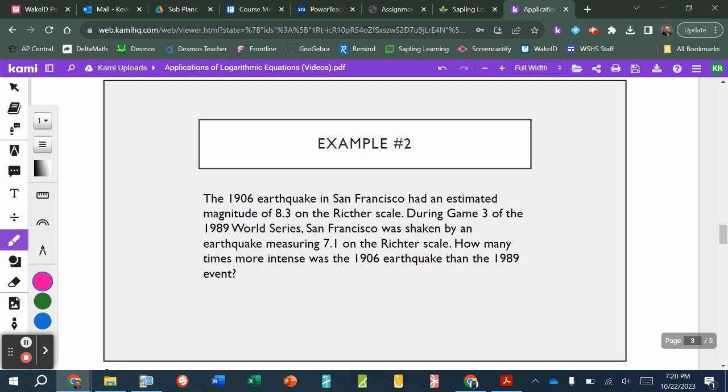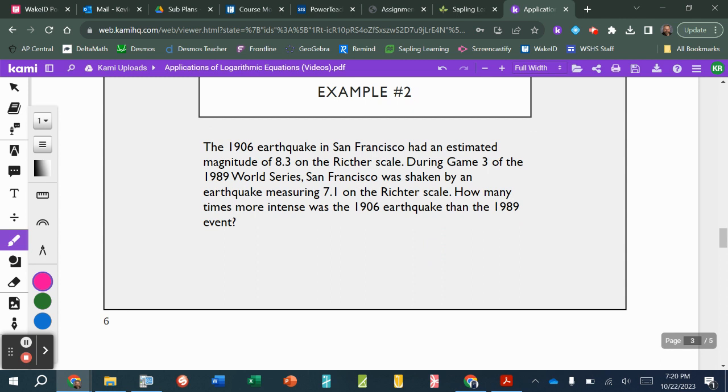Then during Game 3 of the 1989 World Series in San Francisco at Candlestick Park, it was shaken by an earthquake measuring 7.1 on the Richter scale. So if our estimates are correct about the 1906 earthquake, it was more powerful. So what we want to know is how many times more intense was the 1906 earthquake than the 1989 event. We want to know how many more times as intense was it.